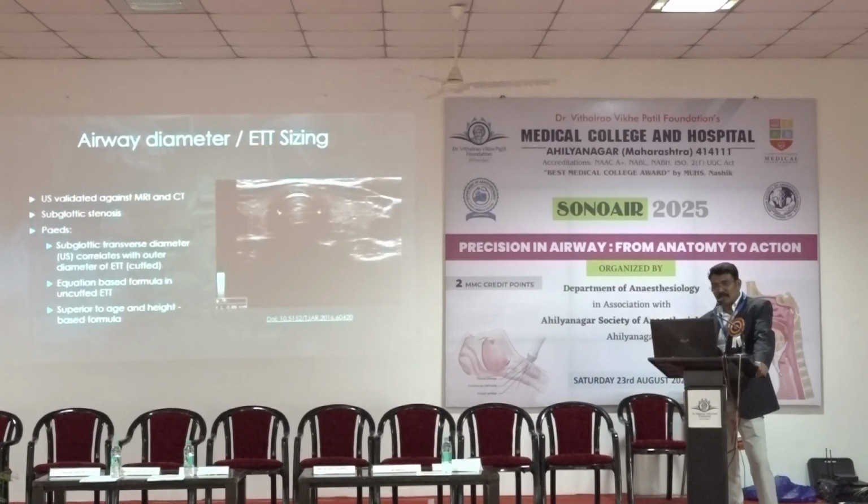So the subglottic transverse diameter in ultrasound with a transverse probe will be calculated. The distance between those two points will be equivalent to the diameter of the tube, and this criterion can be used to calculate the perfect size of the tube, whatever the age and height related formula there is for calculating the tube size.